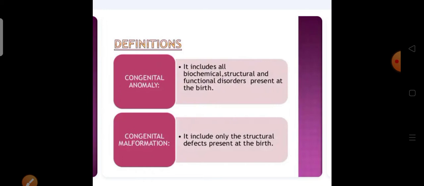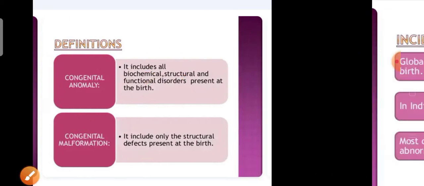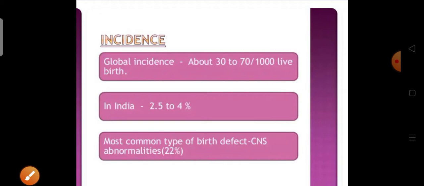If the baby has problems in three categories, biochemical, structural and functional, we call it a congenital anomaly. If the baby has only a structural defect, we call it a congenital malformation. Now is it clear? Next, what is the incidence rate, the number of cases?